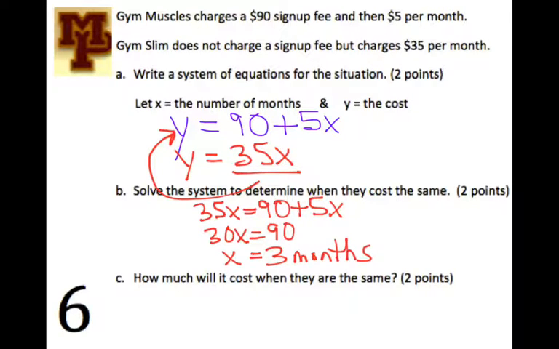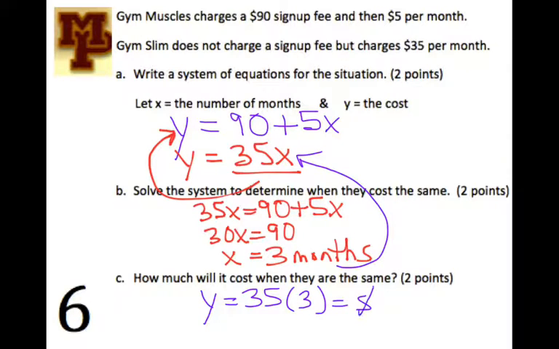How much will it cost? We'll just have to plug a 3 in to either equation, so we probably could just put it in right there. So it's going to cost y equals $35 times 3 months, so that's going to be $105, and that's for both of them.